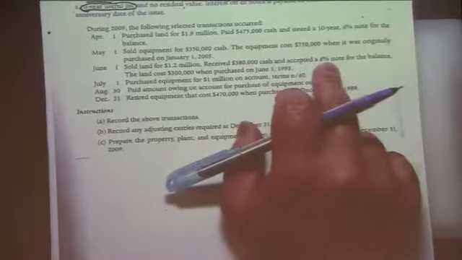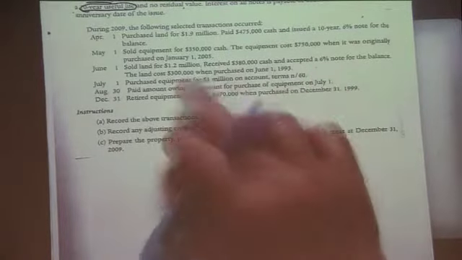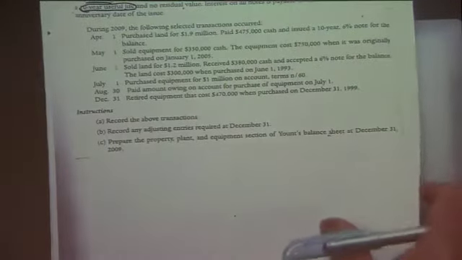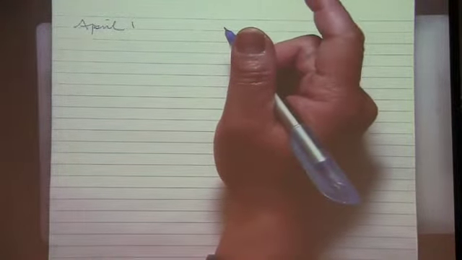On June 1st, we sold land for $1.2 million. We received $380 and accepted a 6% note on the balance. The land cost $300 when it was purchased in 1993. So the June 1st entry is actually not that bad because there's no depreciation on land. So all we need to do is show the disposal of the land.